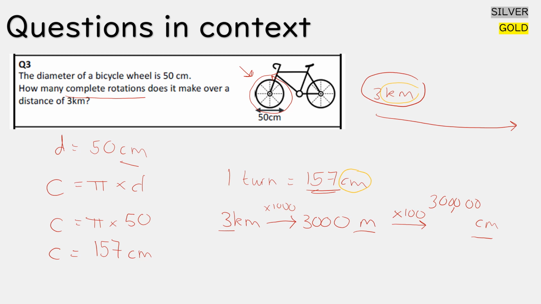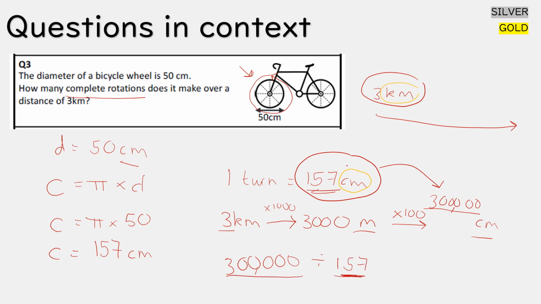And I need to see how many 157 centimeters fit into that number there. How many of these fit into this length? Well, that's just the same as doing 300,000 divided by 157. This is saying how many 157s fit into 300,000. So now I can put that into my calculator.